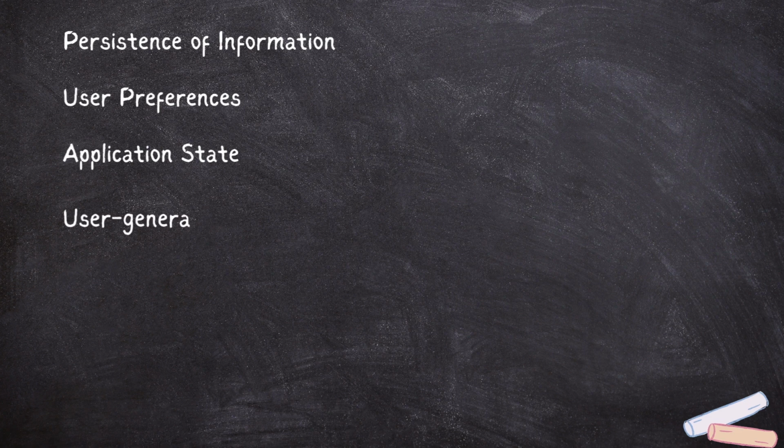Also, in mobile app development, storing data is essential for preserving user preferences. This could include settings, themes, or any customization a user applies to enhance their experience. Data storage is also crucial for saving the state of an application. This ensures that users can resume from where they left off, providing a seamless and continuous experience. For apps that involve creating content like notes, images, or documents, data storage is necessary to keep this user generated content available even after the app is closed.